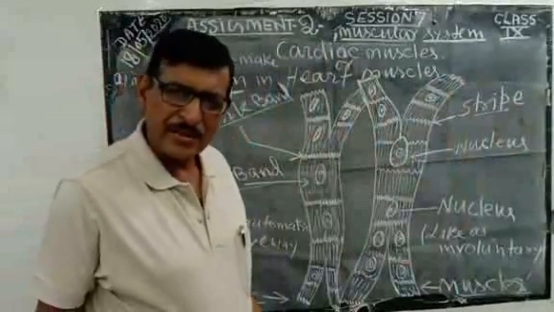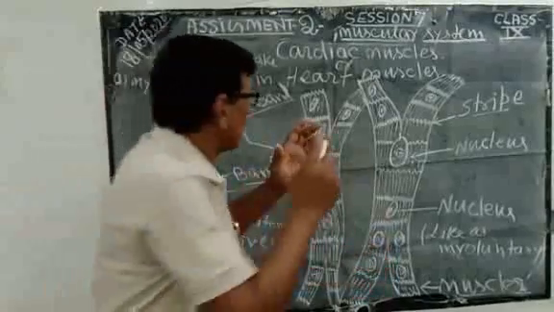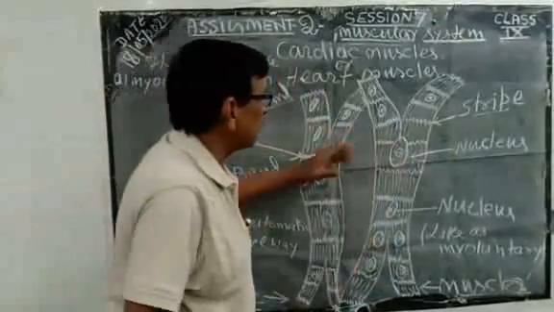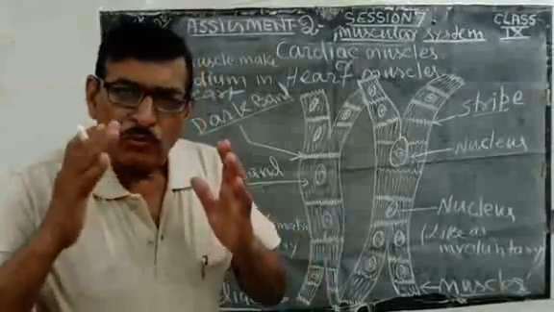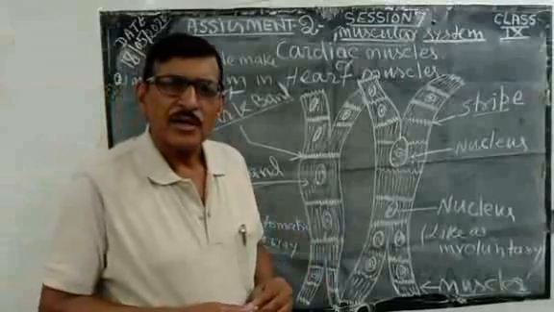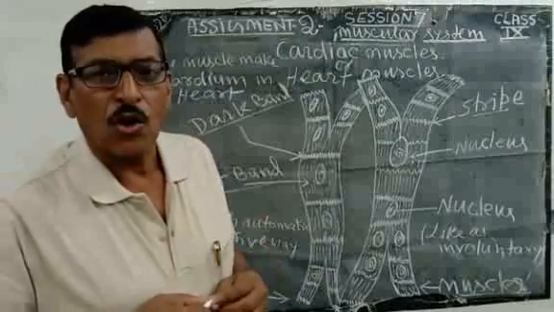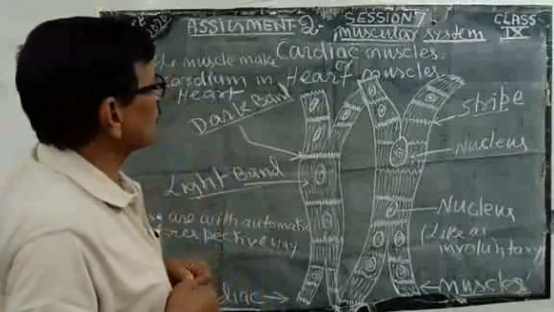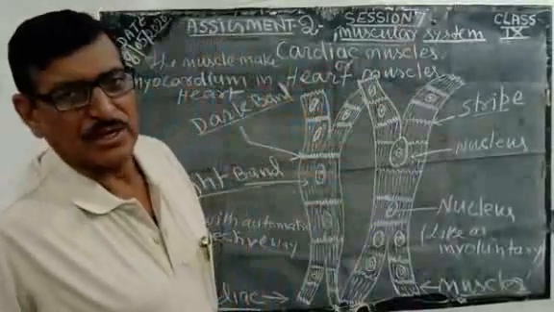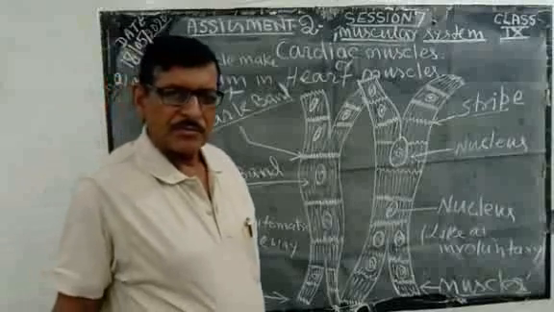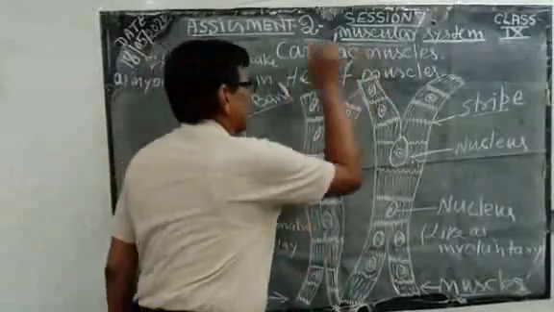We can say again, they have stripes, a nucleus and branches. We do not have control over heart movement or beat. It is all about your cardiac muscles. Now, children, I want to explain the features of cardiac muscle.